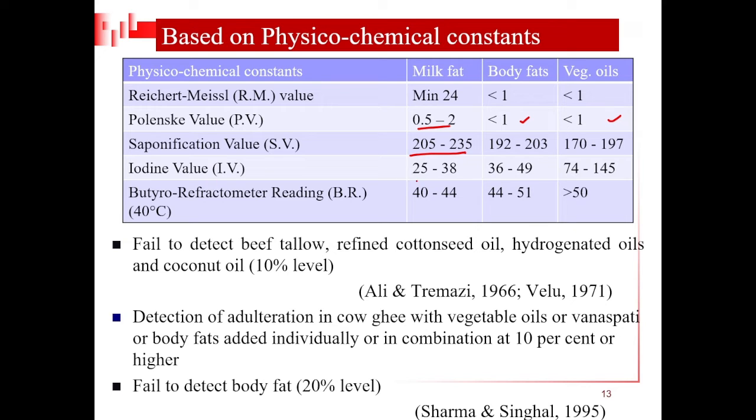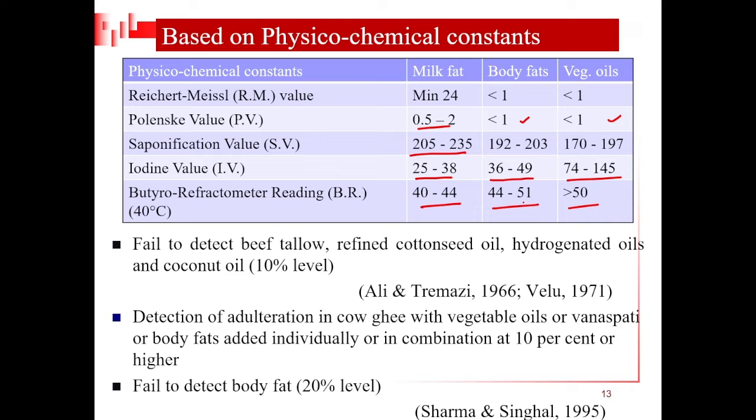And the iodine value ranges from 25 to 38 for milk fat, for body fat it ranges from 36 to 49, and in vegetable oils it is 74 to 145. Now the BR reading as per FSSAI ranges from 40 to 44, whereas for body fat it ranges from 44 to 51, and greater than 50 for vegetable oils. So these are the physicochemical constants, which means that these are constants for ghee.